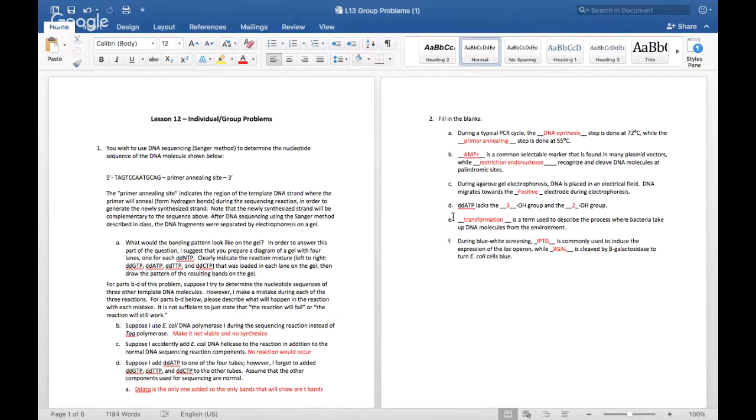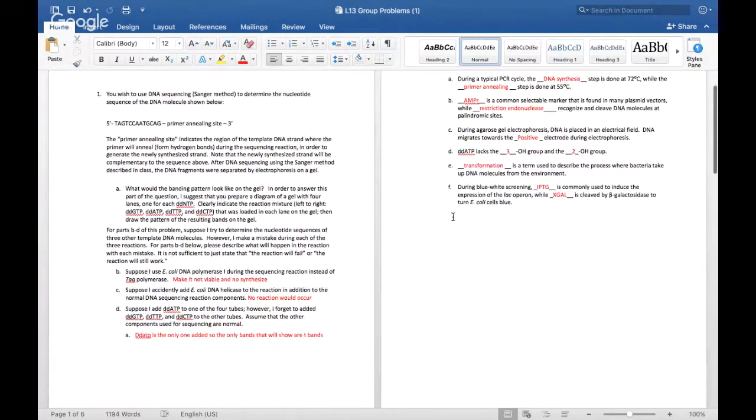E, transformation is a term used to describe the process where bacteria take up DNA molecules from the environment. And F, during blue-white screening, IPTG is commonly used to induce the expression of the lac operon, while X-gal is cleaved by that giant word that I'm not even going to attempt to say, beta-galactosidase, to turn E. coli cells blue.